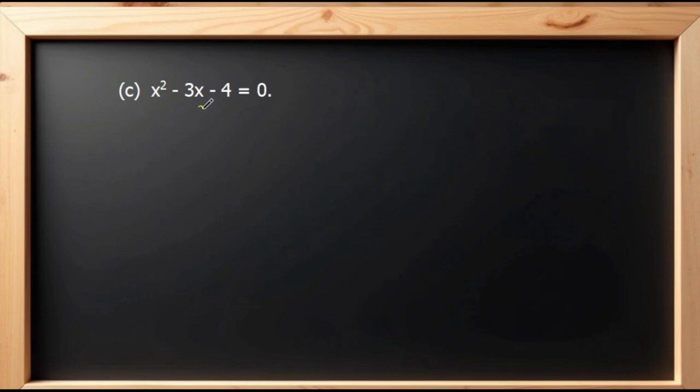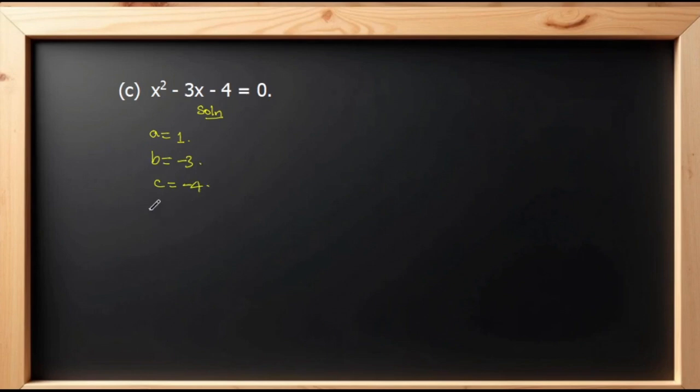So finally, in our last example here, and that is part C of the questions, we also need to identify our values for a. And for this case we have 1, and then the value for b is negative 3, and then c is negative 4.